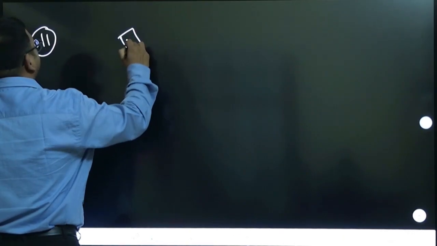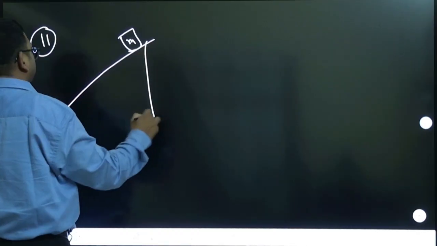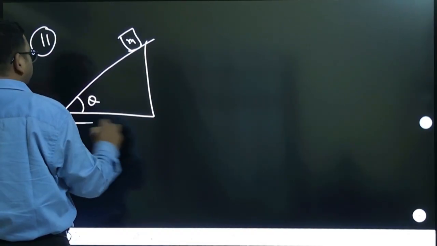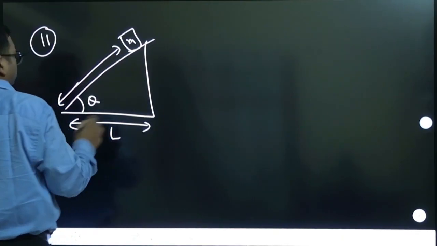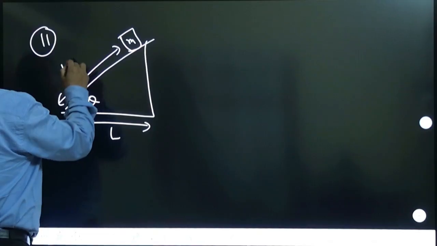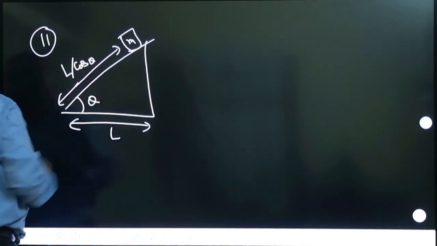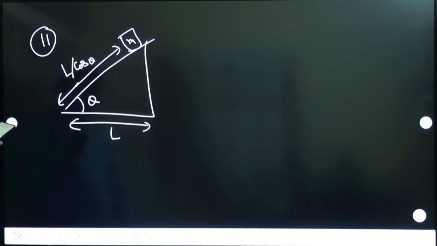Question number 11. Time taken by the block to reach to the bottom is, so this block is sliding over inclined plane of angle theta, this length is L. So what is this distance? This distance is L by cos theta, correct? Find the time taken by the block to reach to the bottom.